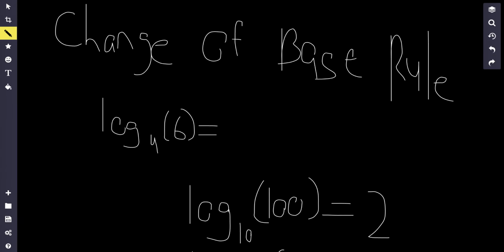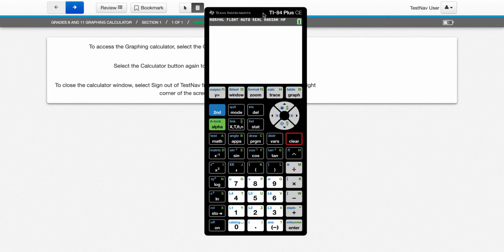The last logarithm property is called the change of base rule, and it's probably by far the most important logarithm property. So let's say we wanted to evaluate what log base 4 of 6 is equal to using a calculator. If you have a TI-84 calculator, you can press math, scroll all the way down until you see A, which is log base, enter the stuff in, and you get the answer.